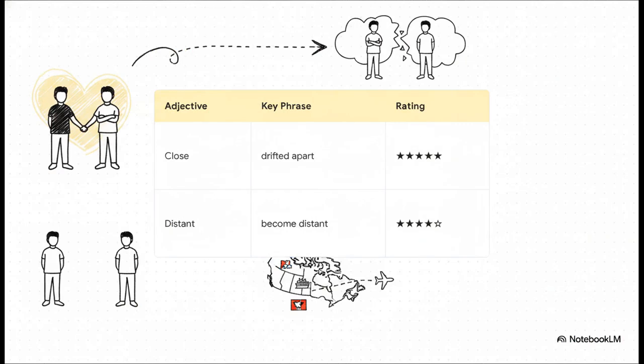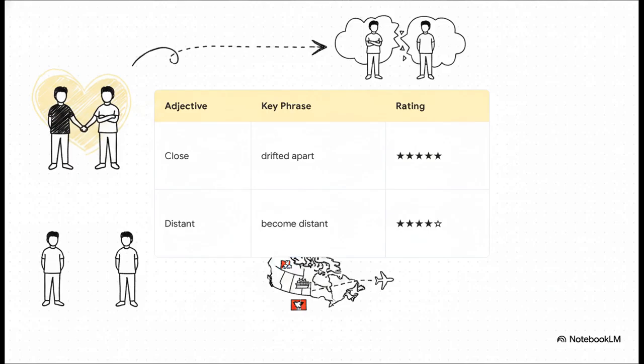Let's look at close and distant. If you are close, you have a tight bond. Simple enough. But relationships change, right? A fantastic, incredibly native-sounding phrase to use is that you and a close friend have drifted apart. Conversely, distant is super versatile.